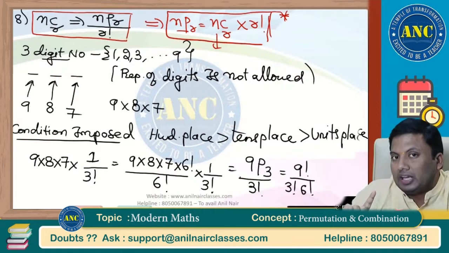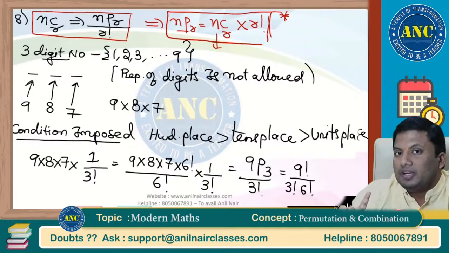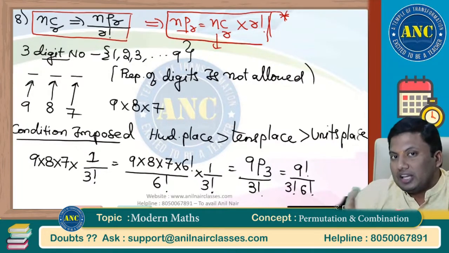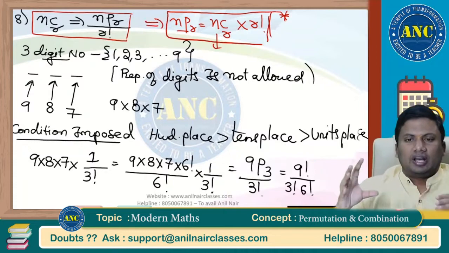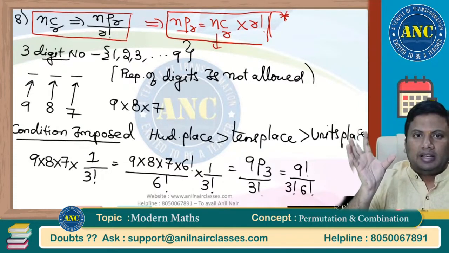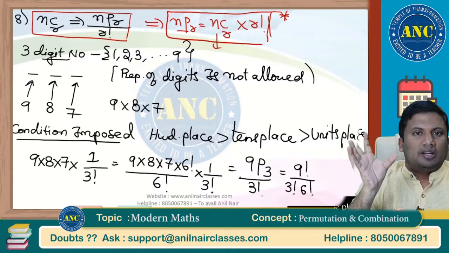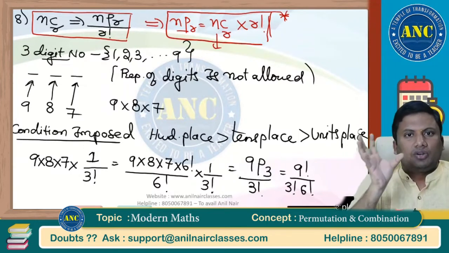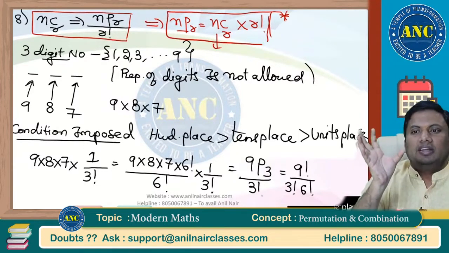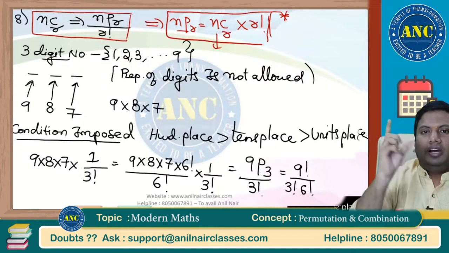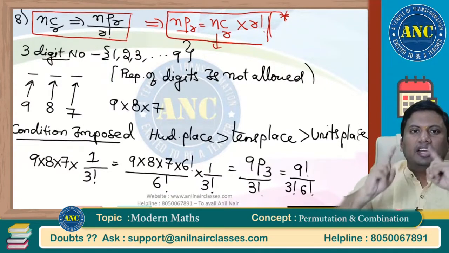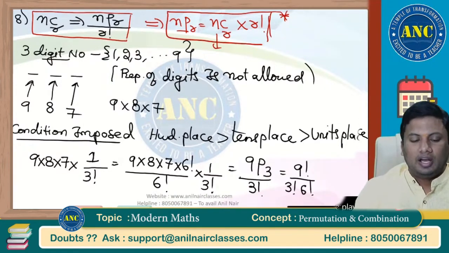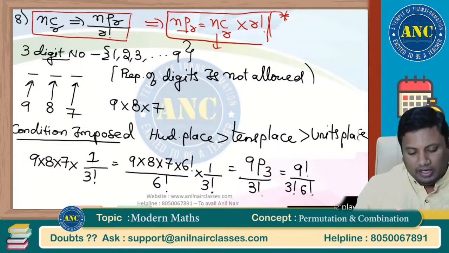Another important key point: ordered pair means use NPR, while order does not matter means NCR. Think logically. One is where order matters, another is where order does not matter. That means the reverse can also come. Obviously, NPR is first writing down the selection, and these can arrange among themselves in R factorial. So NPR is equivalent to NCR into R factorial. NCR is nothing but NPR by R factorial.